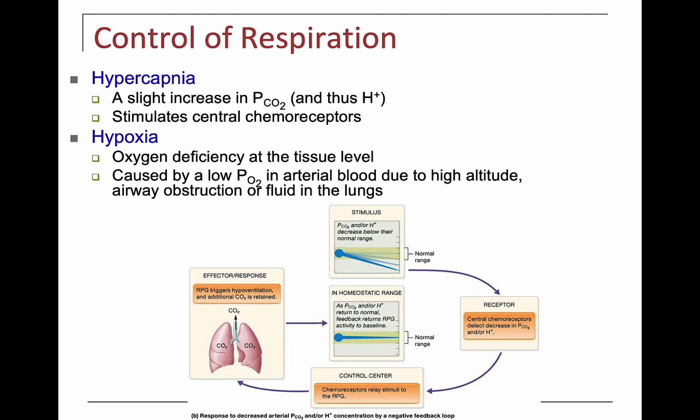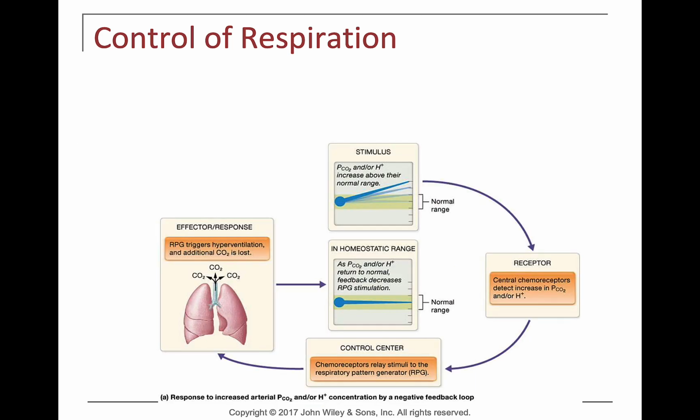So if CO2 or hydrogen decrease below their normal range, the central chemoreceptors pick this up. They relay that information to the DRG, which triggers hypoventilation, so lower ventilation, so we retain more CO2 and bring it back into balance. The opposite, if we have a high amount of CO2, the central chemoreceptors detect this. We monitor the DRG. This figure says RPG, just using some different terminology, same as DRG. And hyperventilation means that our ventilation rate will increase. We will blow off more CO2, bringing it into normal ranges.